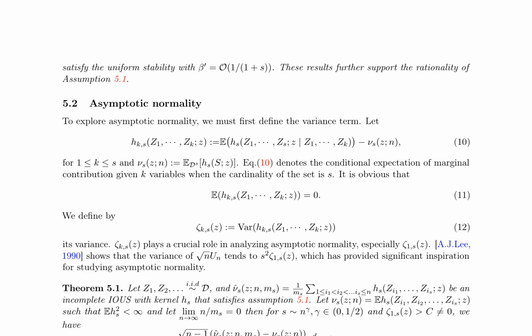The uniform stability and asymptotic normality of the incomplete IOUS are discussed on this page. The uniform stability is achieved with a specific parameter beta, which is crucial for the rationality of assumption 5.1. The variance term HK, S, Z1, ZK, Z, and its expectation are introduced for asymptotic normality, with the variance denoted by zeta k, S, Z, playing a key role.